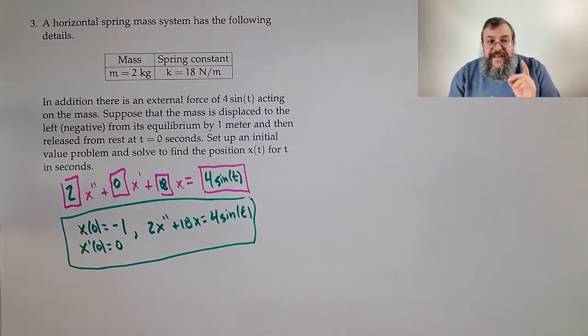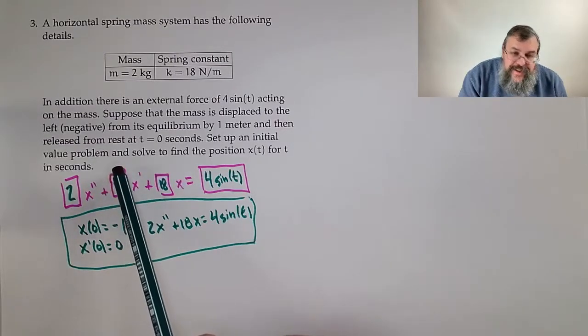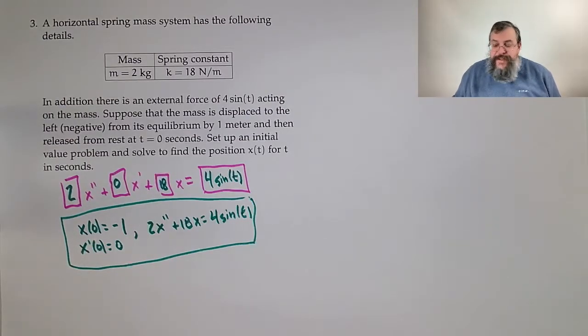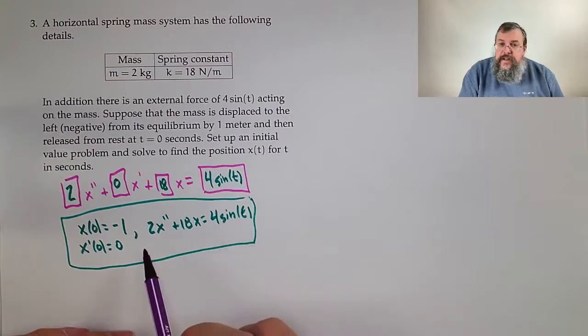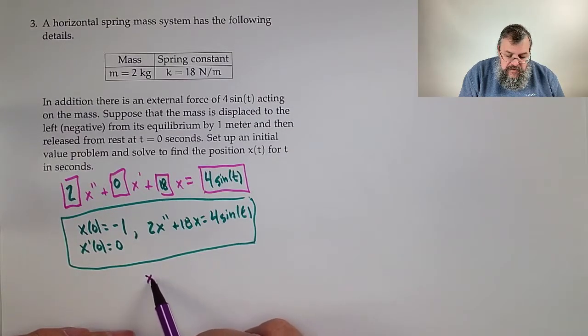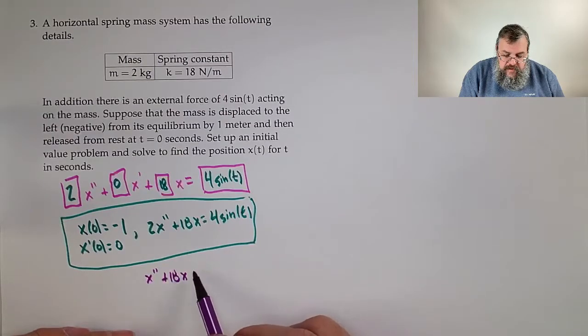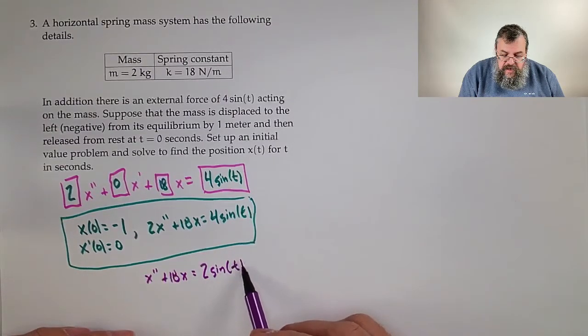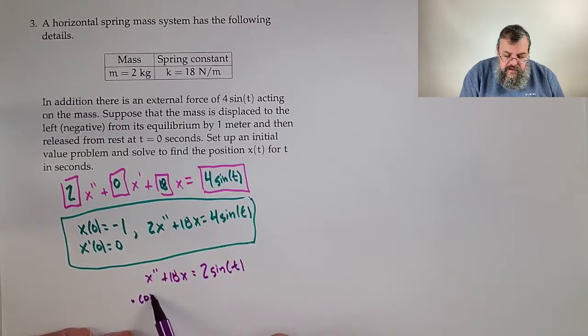But the problem's not done, because there's this and solve. So we also need to do some solving. That's all right. We're solving machines. We can do it. So how do we proceed? Well, this is not too bad. So notice it's x double prime plus 9x equals 2 sine of t. And what do we see? Well, constant coefficients. So that's good. We like those. And it's non-homogeneous, which means there's something on that other side.